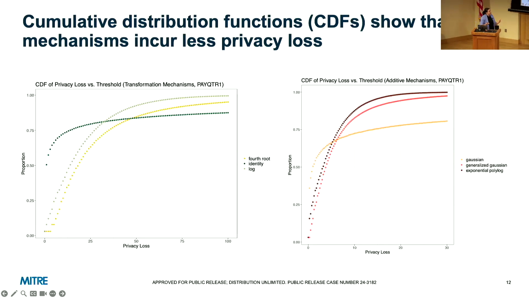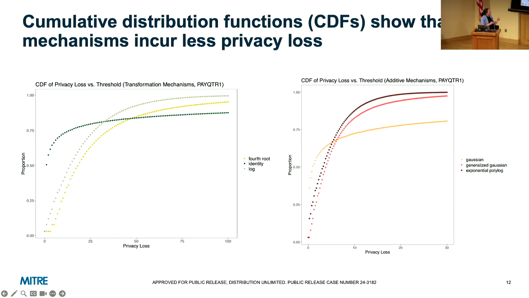So as a result of that, our goal for these plots is to see that we basically have fast growth. We want these points to reach 1 as quickly as possible because that means that we have lower privacy losses for all of our records. And so each of these points are colored by the mechanism that they represent. On the left-hand side, we have the transformation mechanisms, and on the right-hand side, we have the additive mechanisms. I should also note that for the purposes of our results, we're only focusing on the simulated county business patterns data set just because of time constraints.